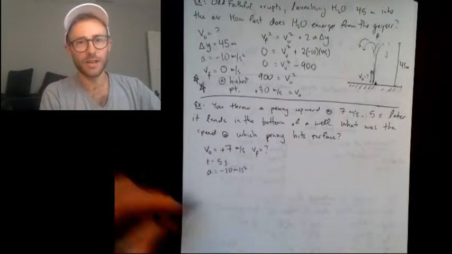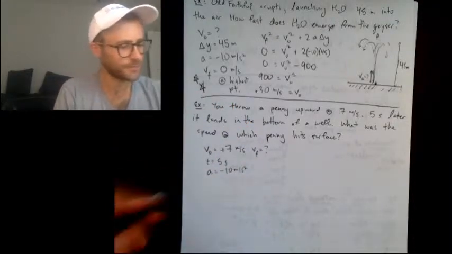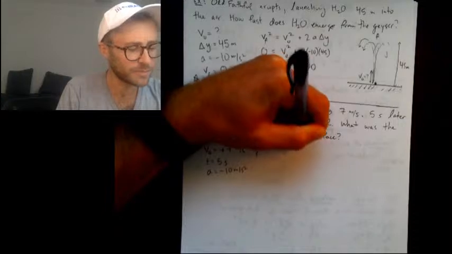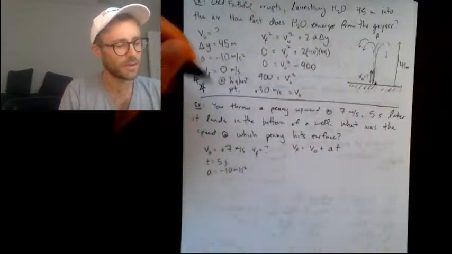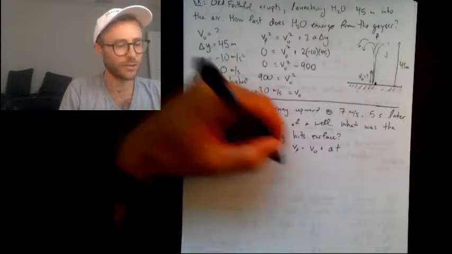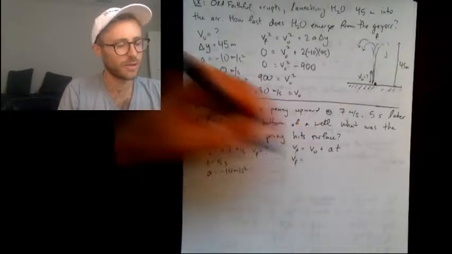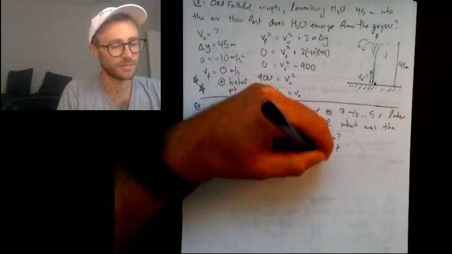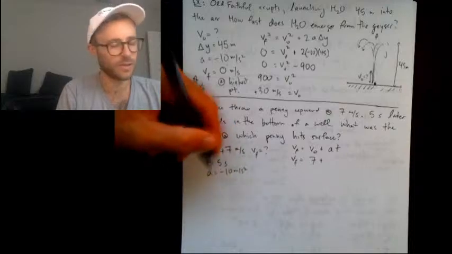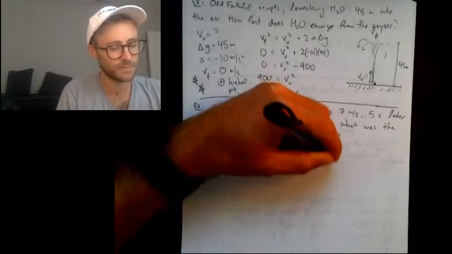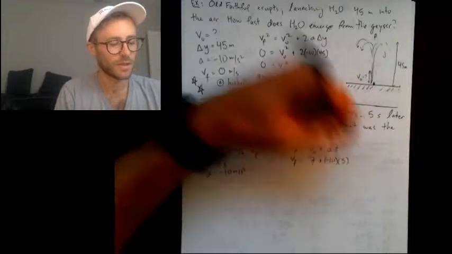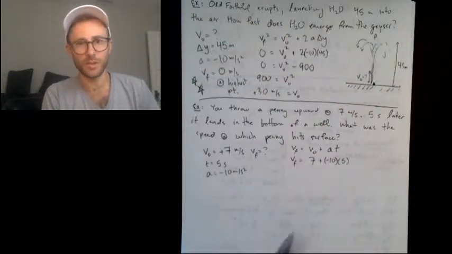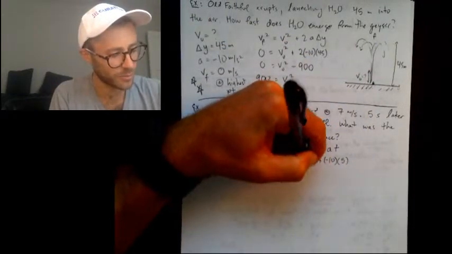So this is the second kinematics equation. V final equals v initial plus at. So we're trying to get v final, so I leave that as a variable. V initial is 7. Acceleration is negative 10. Time is 5 seconds. So we get 7 minus 50, that's negative 43 meters per second.